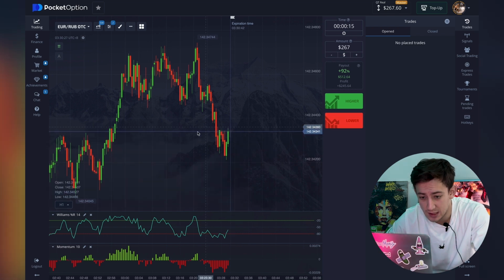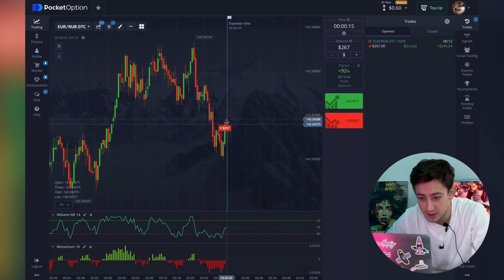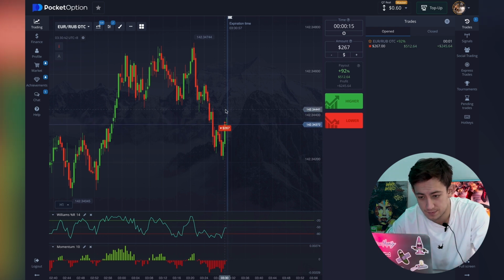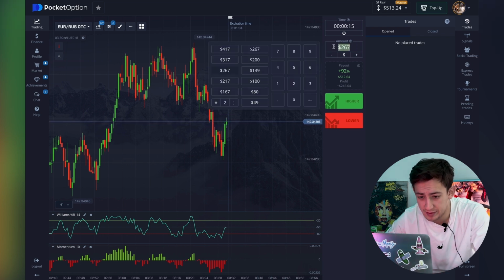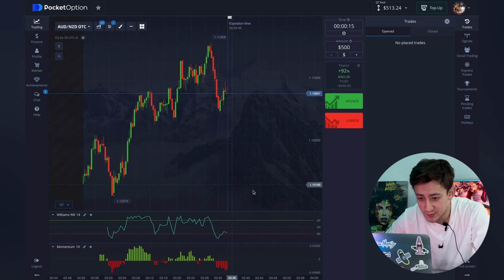In front of us is the Euro Russian ruble currency pair. Momentum shows us an aggressive downward movement. I just enter a downward trade and expect a profit. The profit was received. It is cool, guys. It is very, very cool. And so let's move on.